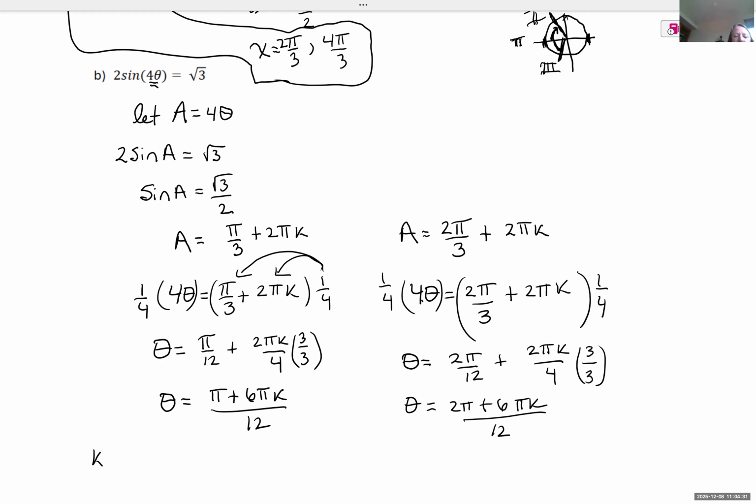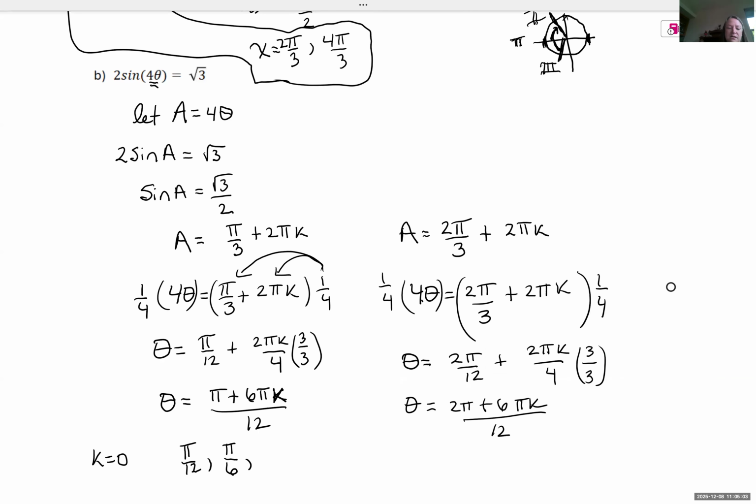So we're going to look at when k is 0, and we're going to keep on raising that up one integer until we're no longer in between 0 and 2 pi. So if I plug in 0 for k, that would just give me pi 12ths for that first theta. And 2 pi over 12, or pi 6. 2 pi 12ths is pi 6. Those are both between 0 and 2 pi, so we're still good.